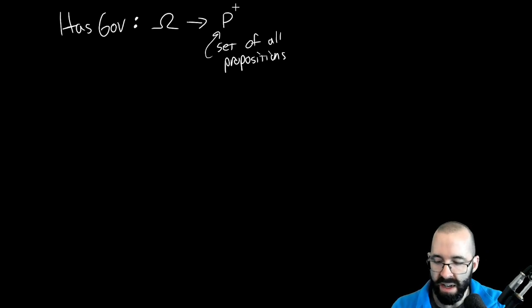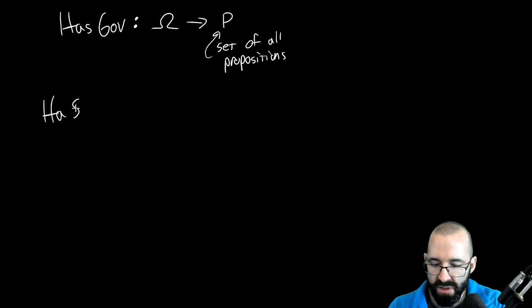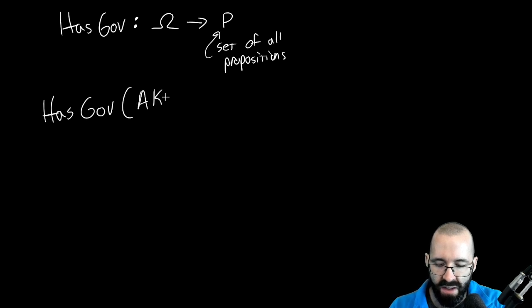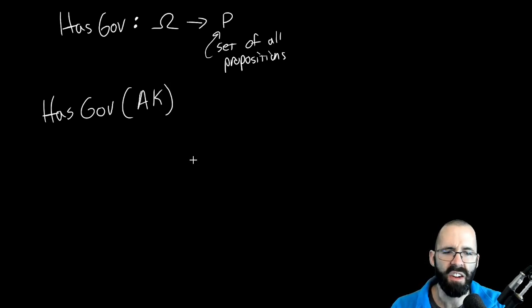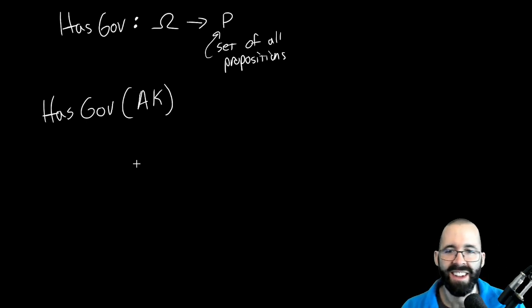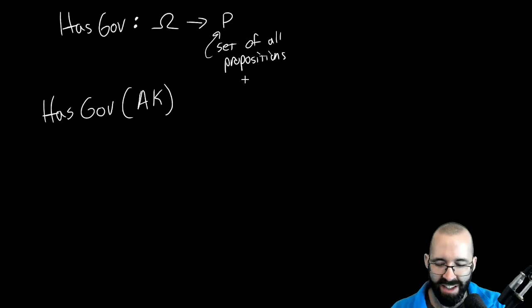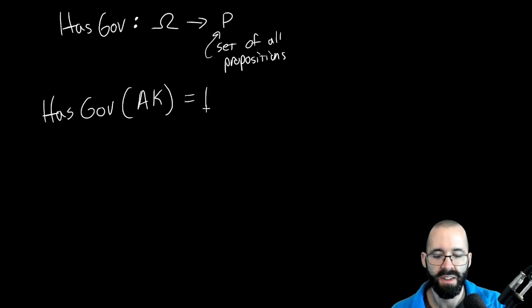So for example, has gov of Alaska. What's Arkansas? I think this is Alaska. I don't really know. Maybe Arkansas is something weird, right? Alaska is a state, has a governor. This is true. Okay, that's its input. That's its output.